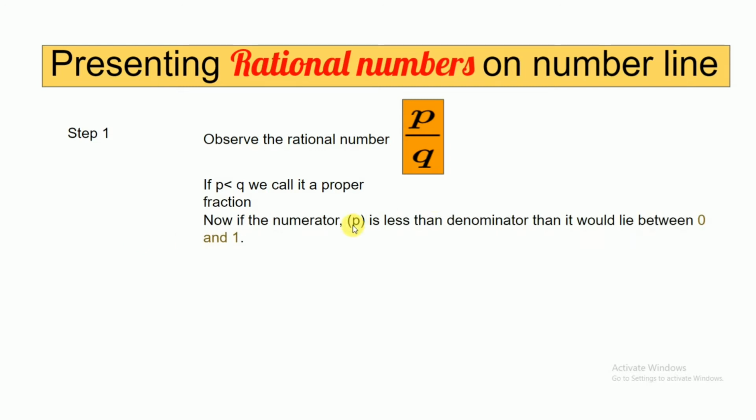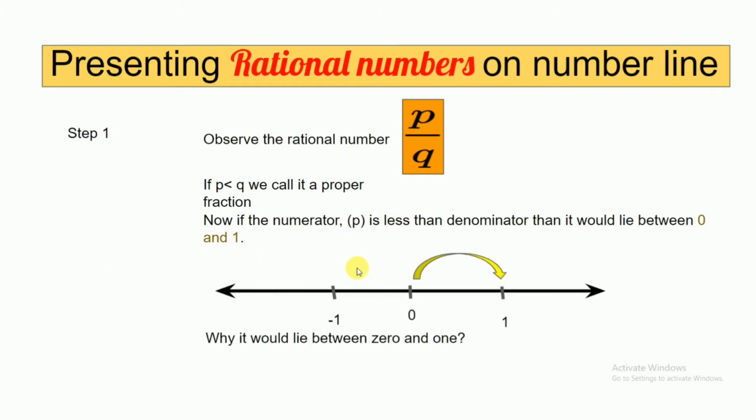Now, if the numerator, that is P, is less than the denominator, it would lie between 0 and 1. This is how our number line looks. And if our numerator is less than the denominator, then it would lie between 0 and 1. Why would it lie between 0 and 1? Let us check with an example.